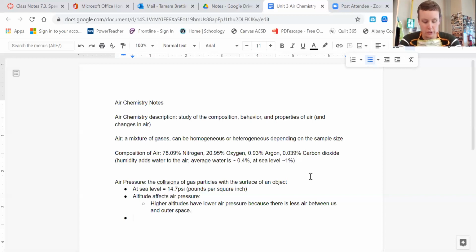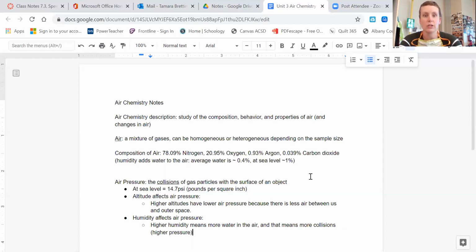Other than altitude, humidity affects air pressure. Higher humidity means more water in the air, and that means more collisions. If there are more particles in the air, more stuff is going to collide, which means higher pressure. More collisions, more pressure.